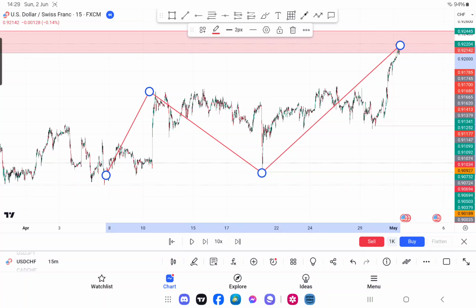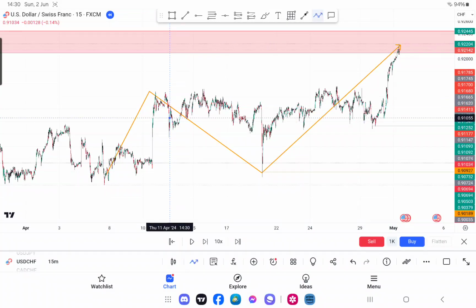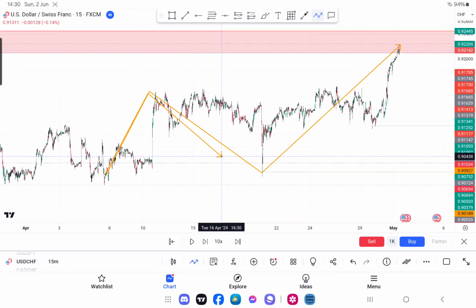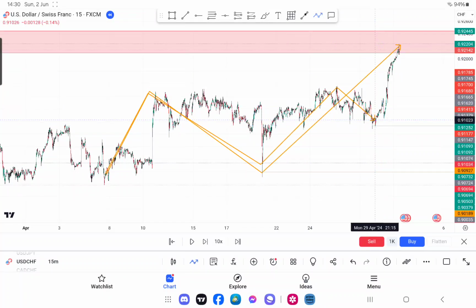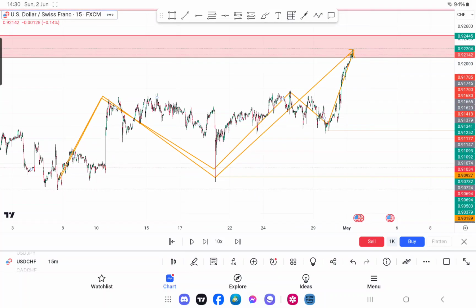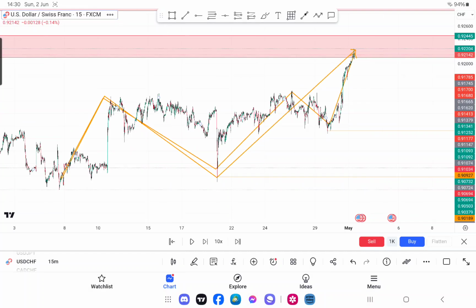I'll change it to orange because everything orange is my 15-minute. It's pretty much the same again. But you could argue that just creates a slightly new high. Not convincing, but you get the idea.